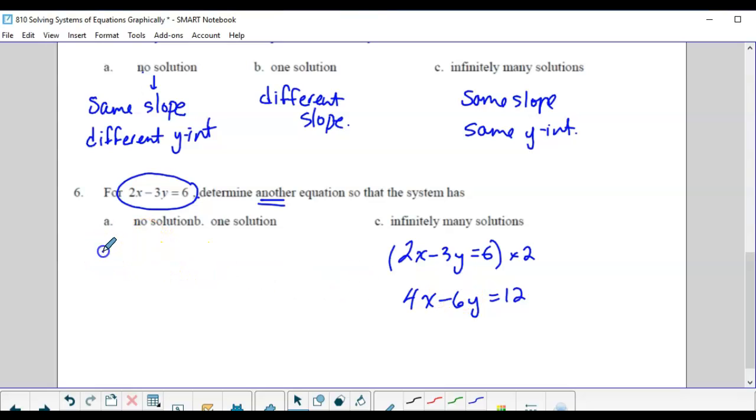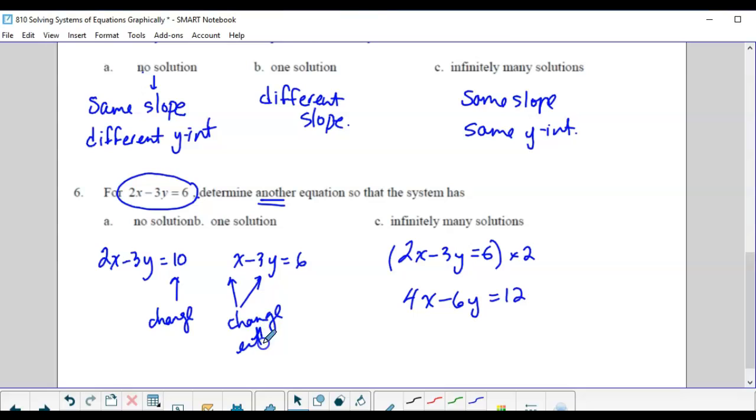No solution would be the same coefficients of x and y, because that's what determines the slope, and then change the constant term, because that will end up changing the y-intercept. So that's what you want to change. And one solution, just change a coefficient. So make this x minus 3y equals 6. Change either. Just be careful if you change both, make sure you don't do it as a multiple of these, because then it will reduce to the same slope.